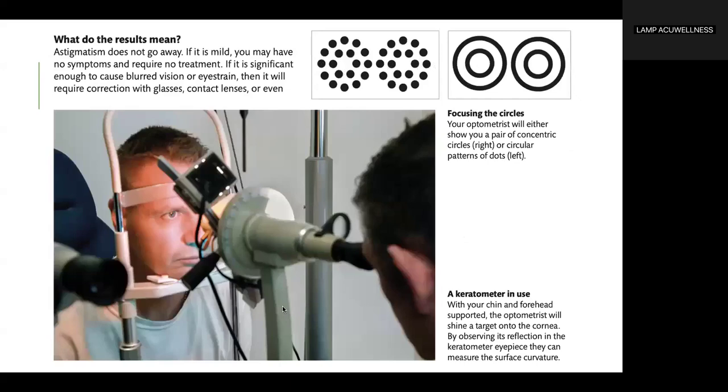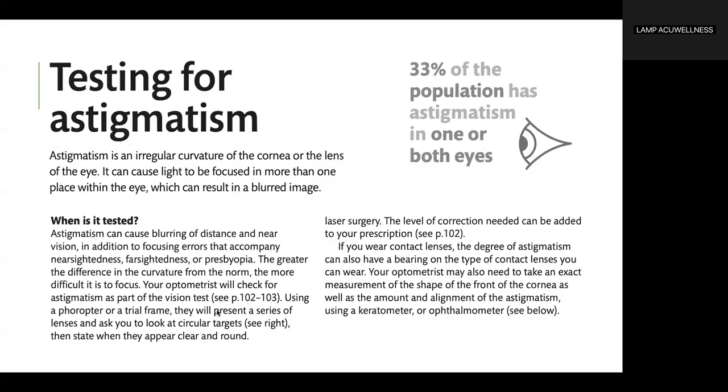Astigmatism does not go away. If it is mild, you may have no symptoms and require no treatment. If it is significant enough to cause blurred vision or eye strain, then it will require correction with glasses, contact lenses, or even laser surgery. The level of correction needed can be added to your prescription.